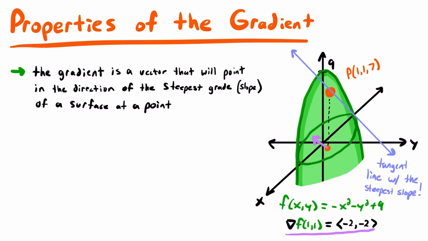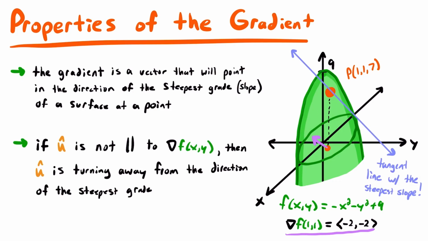Okay, so for that directional derivative, if you use any unit vector that is not parallel to the gradient, then you could think of that unit vector as turning away from the gradient vector, which means it's turning away from the direction of the steepest slope. Okay, so if you draw a tangent line at that point in any other direction, the slope of that tangent line will be a smaller slope than the slope of this tangent line that's in the direction of the gradient vector. And in the same line of thinking, the opposite direction of the gradient vector, which would be this direction, would be the direction of the smallest slope, or the least steep slope. Okay, numerically, it's the same as the steepest slope, but it's just negative.